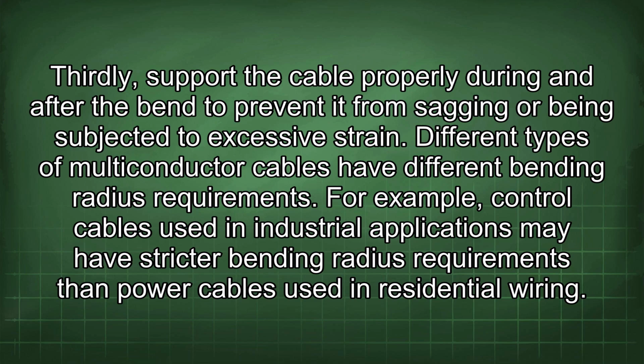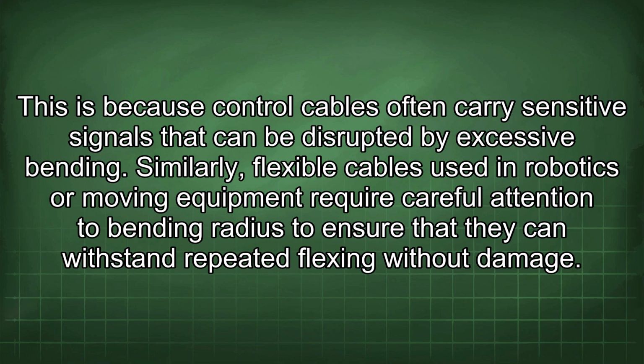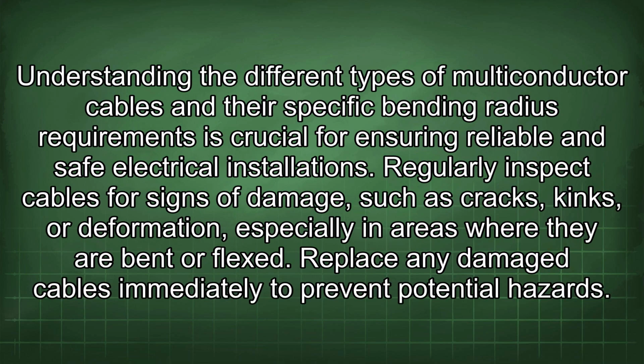Different types of multiconductor cables have different bending radius requirements. For example, control cables used in industrial applications may have stricter bending radius requirements than power cables used in residential wiring. This is because control cables often carry sensitive signals that can be disrupted by excessive bending. Similarly, flexible cables used in robotics or moving equipment require careful attention to bending radius to ensure that they can withstand repeated flexing without damage.